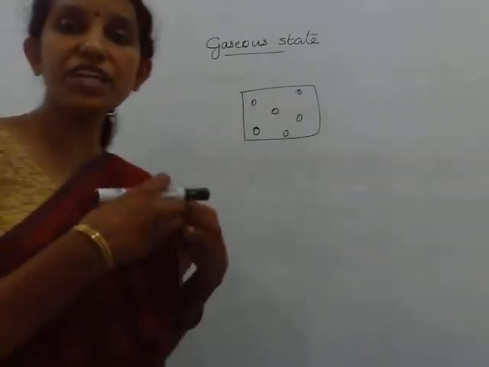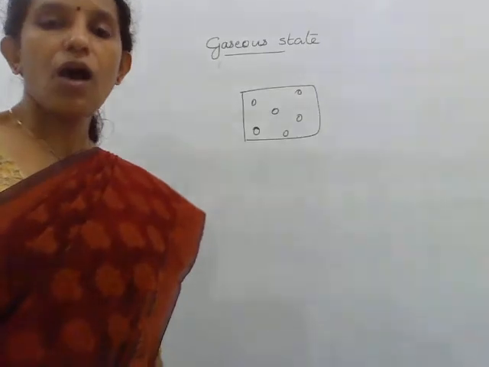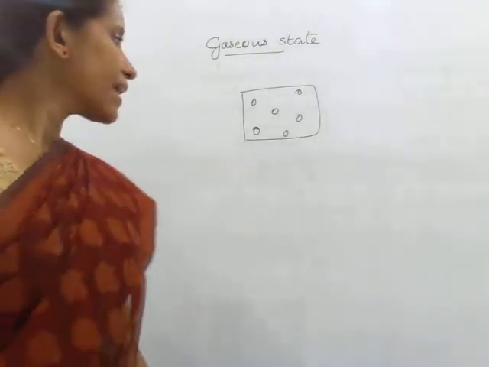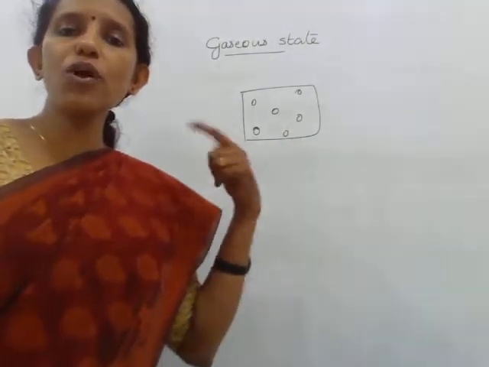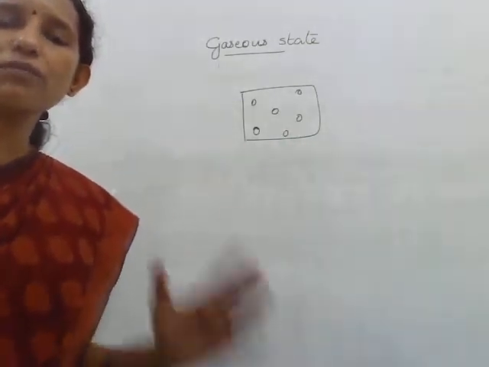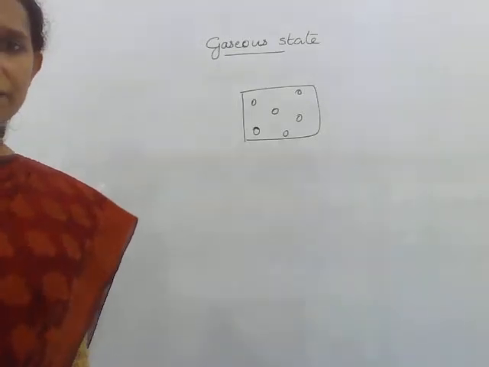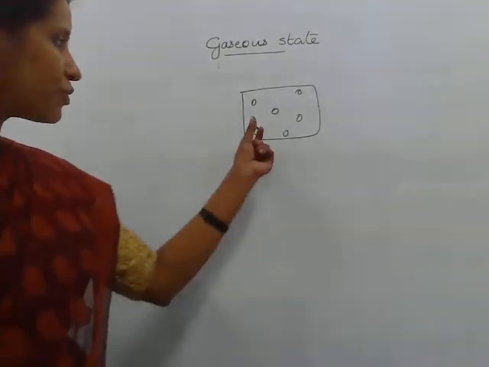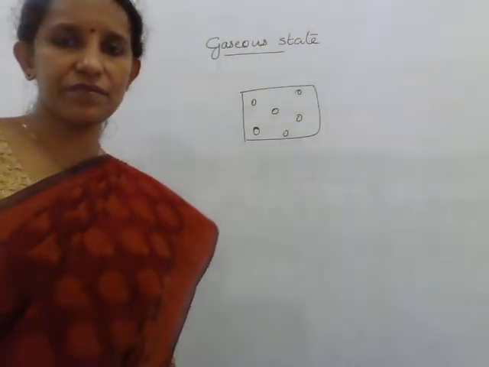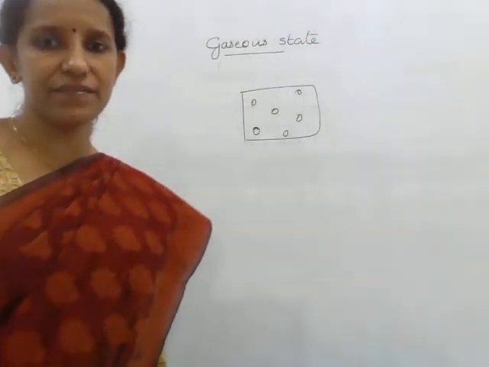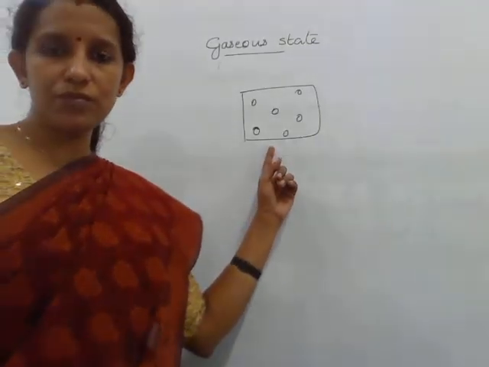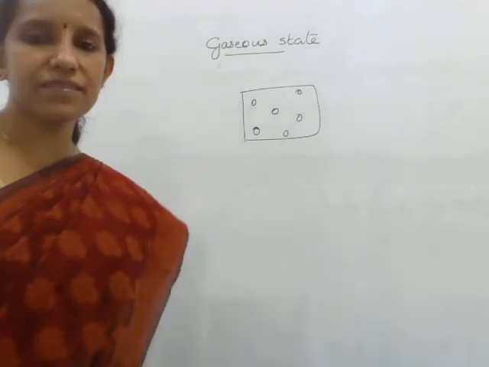So gas molecules are free to move in all the space available to them, and hence gases have no fixed volume and no fixed shape. They take the shape and volume of the container. Because of weak attraction between the molecules, gases are highly compressible. They can be compressed easily. Density of gases is very low. Gases are lighter.